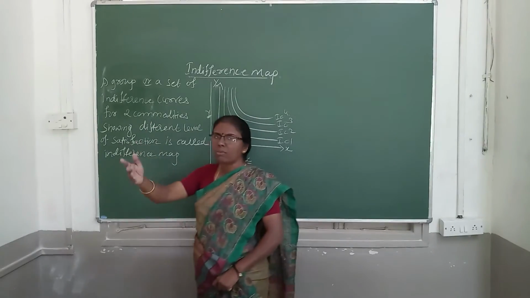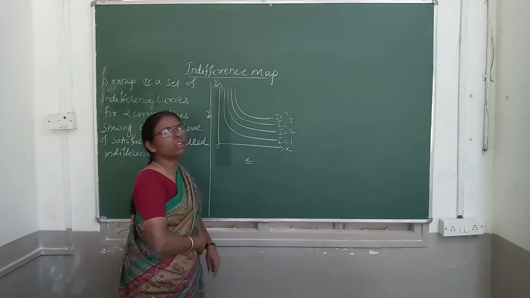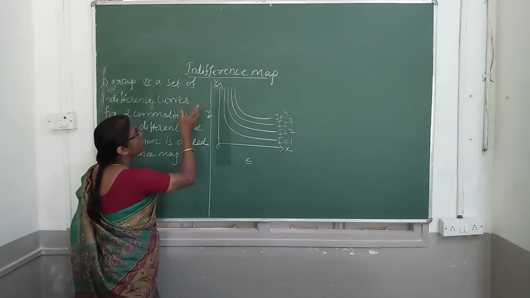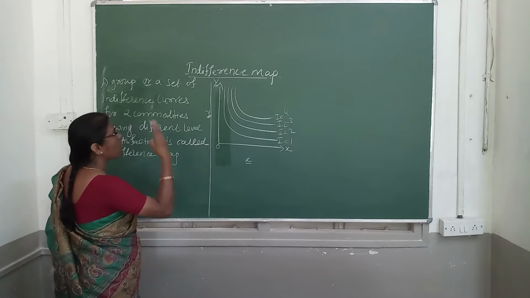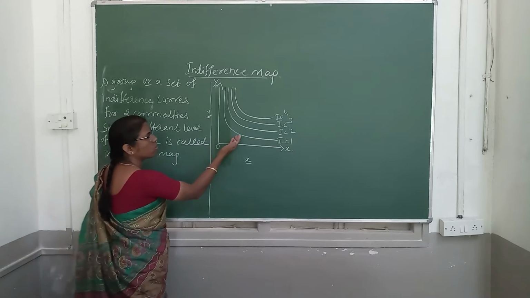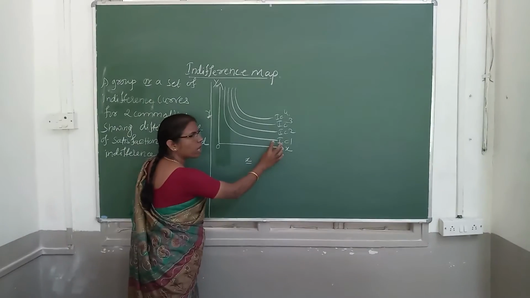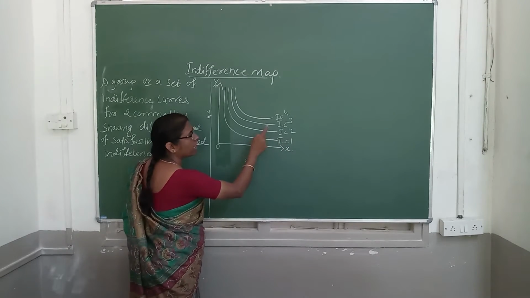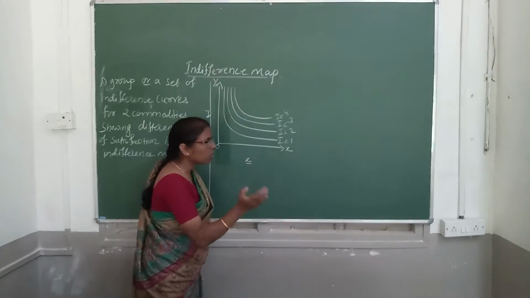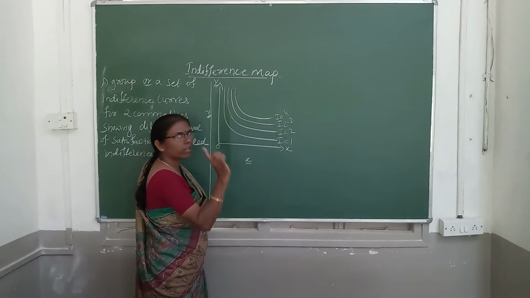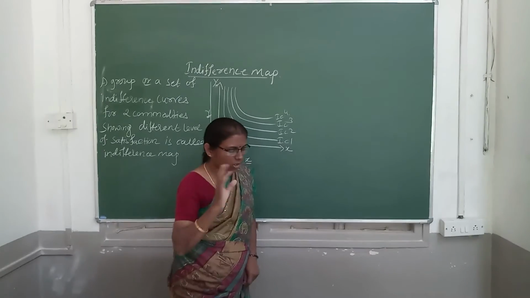Higher the indifference curve, higher will be the satisfaction. Lower the indifference curve, lower will be the satisfaction. So an indifference map is nothing but a group or a set of indifference curves of two commodities which shows different levels of satisfaction. The satisfaction of IC1 is different from 2, that is different from 3, and that is different from 4. And we can conclude that the higher the curve, the higher the satisfaction, and the lower the curve, the lower the satisfaction.